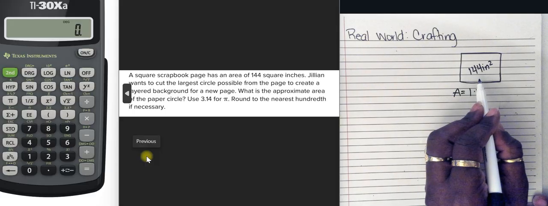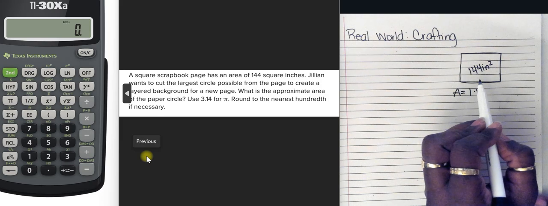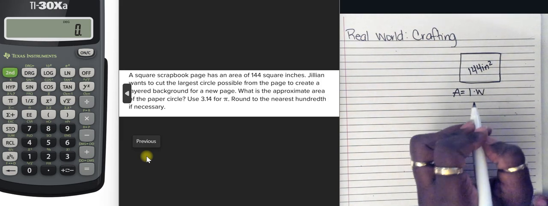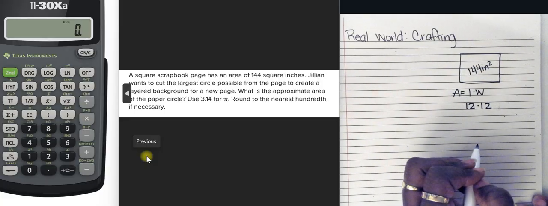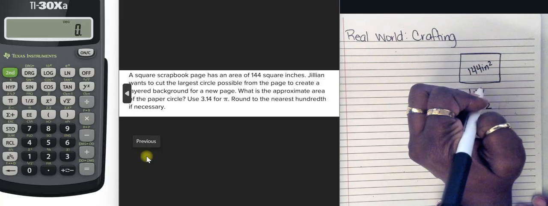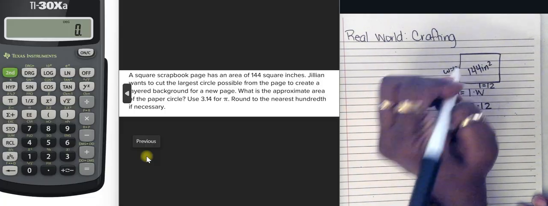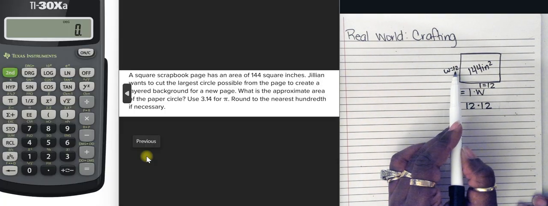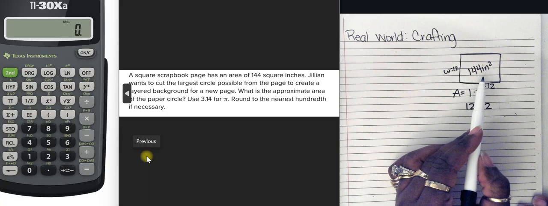What number times itself will give us 144? Well, hopefully we recognize that 12 times 12 is equal to 144. So what that tells me is that my length is equal to 12 and my width is also equal to 12. And if I multiply the 12 for the width and the length, I end up with 144 square inches.